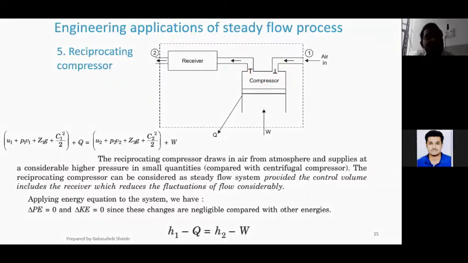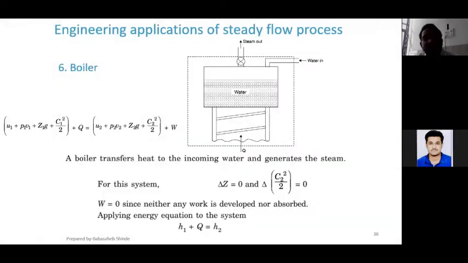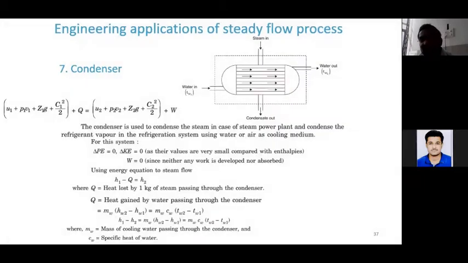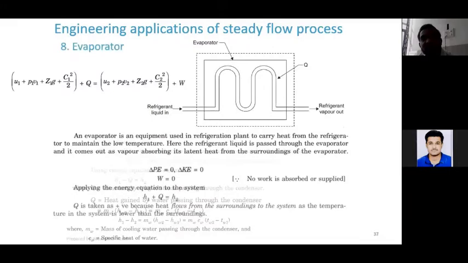So after reciprocating compressor, we went for the boiler. The function of boiler is converting water into steam by absorbing the heat generated from the combustion of fuel. Fuel may be of gaseous, solid, or liquid type. The next device was condenser, and next one was evaporator.